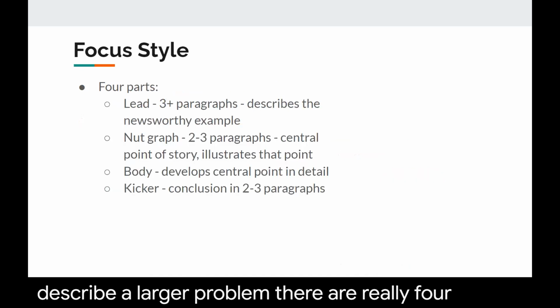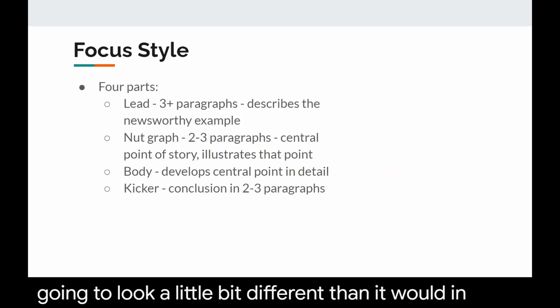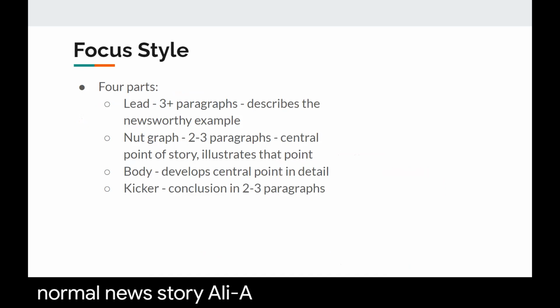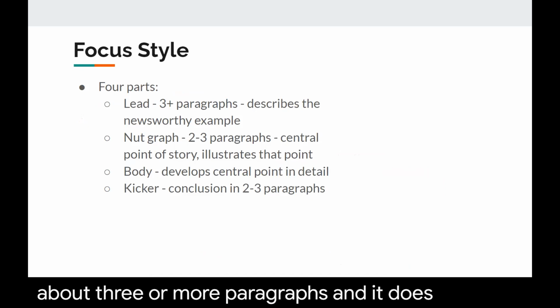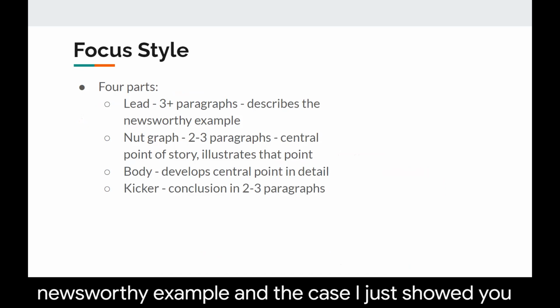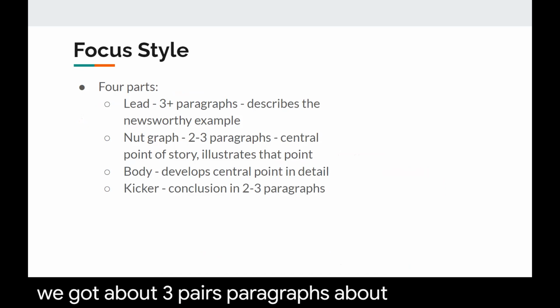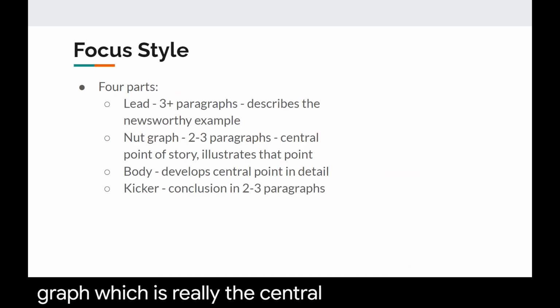There are really four parts to the focus style. The first is a lead, but the lead is going to look a little bit different than it would in a normal news story. A lead for the focus style is usually about three or more paragraphs, and it describes the newsworthy example. In the case I just showed you, we get about three paragraphs about what happens to Luke Martin and his family before we get to the nut graf, which is really the central point of the story.